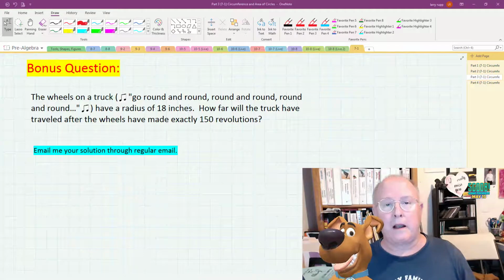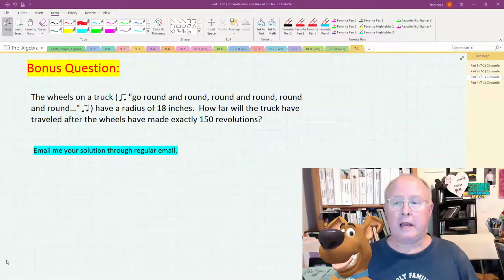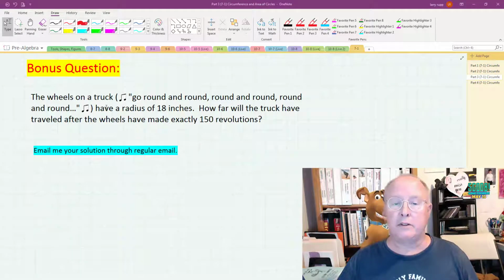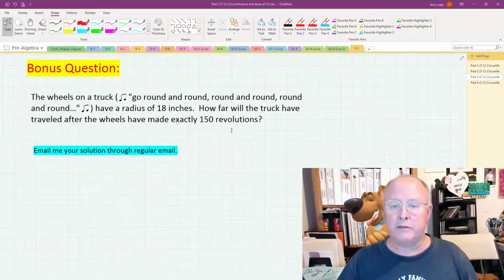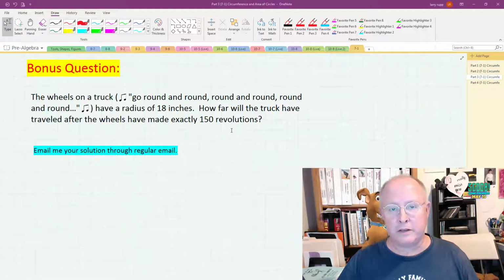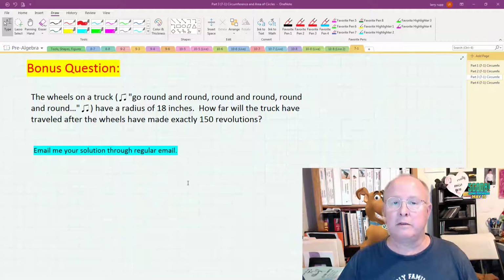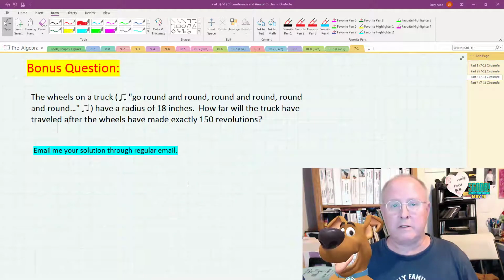Okay, I have a bonus question, and this is it. Okay, the wheels on a truck go round and round. The wheels on the truck have a radius of 18 inches. How far will the truck have traveled after the wheels have made exactly 150 revolutions? Email me your answer, your solution, through regular email. Thank you very much.